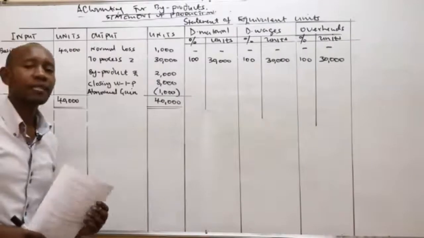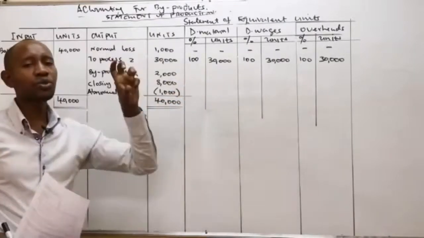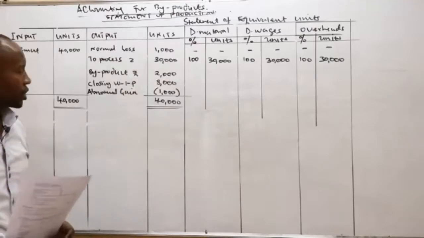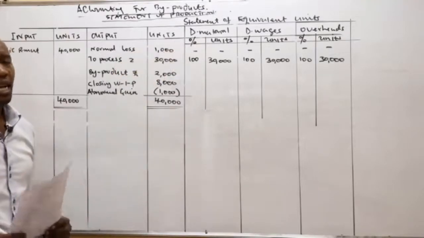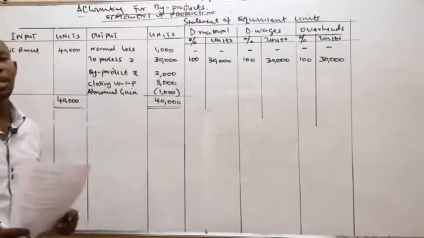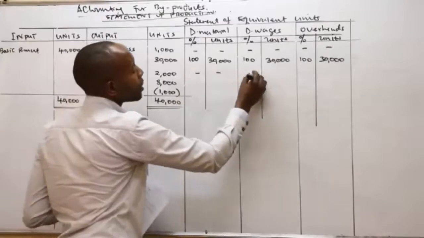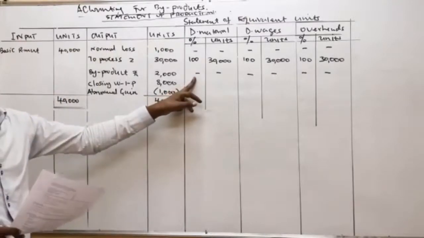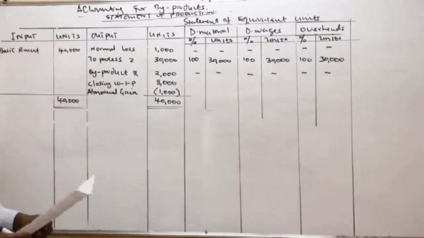Now, byproduct Z, we've said again, the proceeds from this will be used to reduce the cost of production of the main or good unit produced. So again, just like for normal loss, no cost will be attached to it. However, the net realizable value from the byproduct will be used to reduce the cost per unit for good production. So this will be borne by the good units produced. So put dashes, meaning 0%, and so 0 number of units.